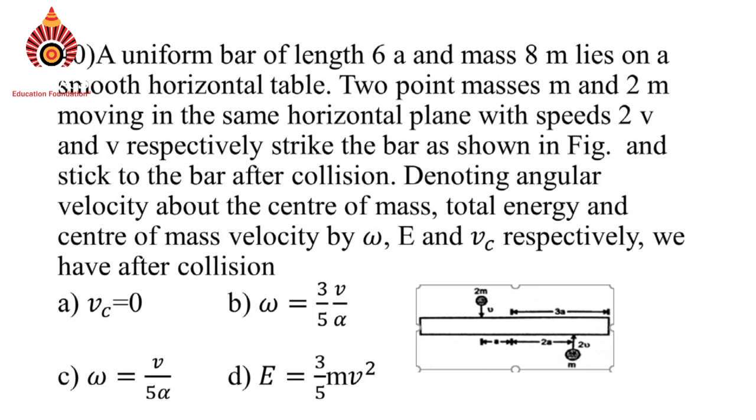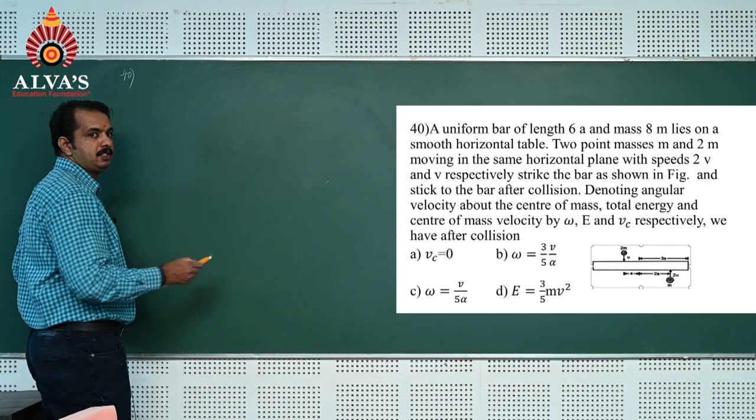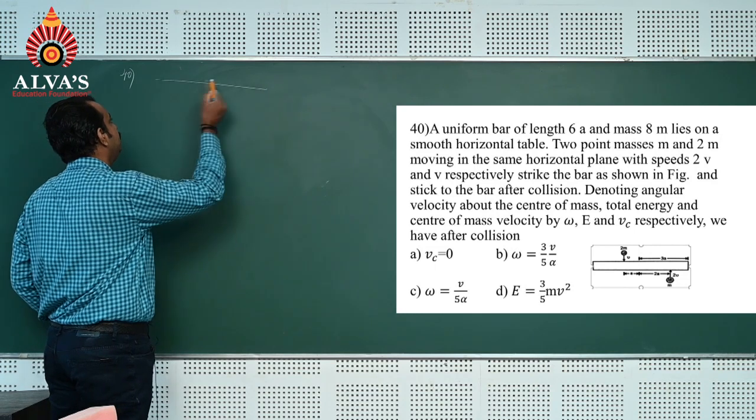Question 40. A uniform bar of length 6a, mass 8m lies on a smooth horizontal table. Two point masses m and 2m moving in the same horizontal plane with speed 2v and v respectively strike the bar as shown in the figure and stick to the bar after the collision. Denoting angular velocity about the center of mass, total energy and center of mass velocity by omega, E and Vc respectively, we have after the collision. Here first we can draw the diagram related to the situation.